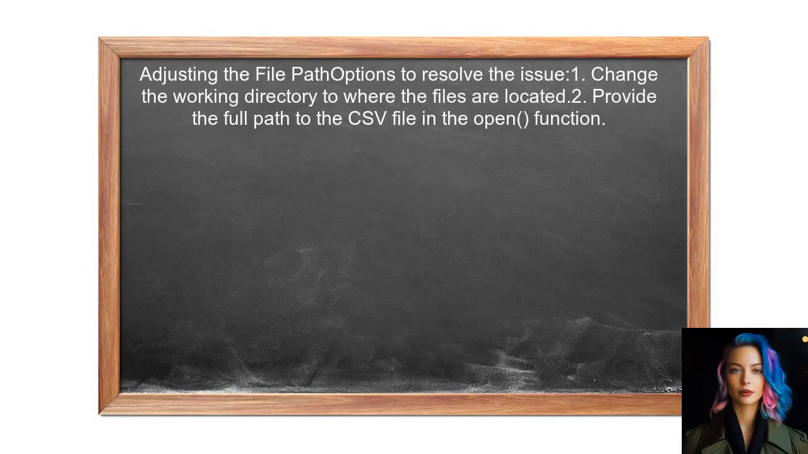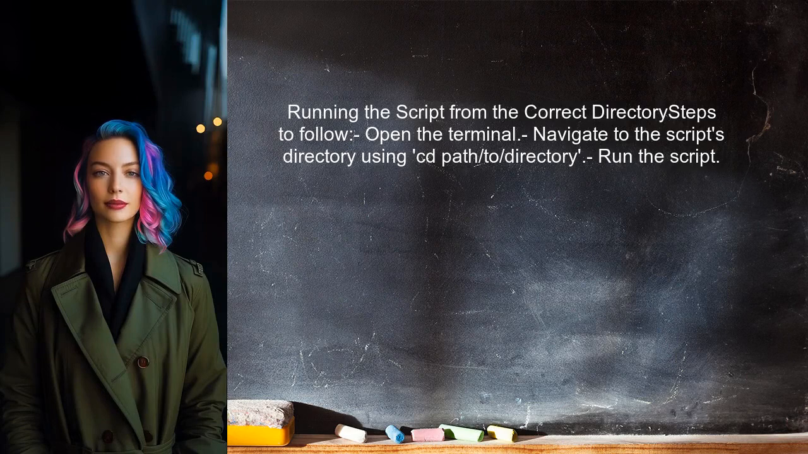If the current working directory is not where the script and the CSV file are located, the user can either change the working directory or provide the full path to the file. Finally, if the user prefers to keep the relative path, they can ensure that the script is executed from the correct directory. This can be done by navigating to the script's directory in the terminal before running it.